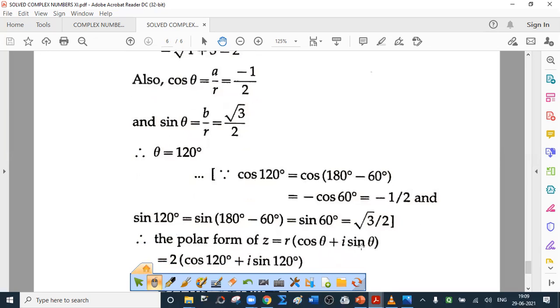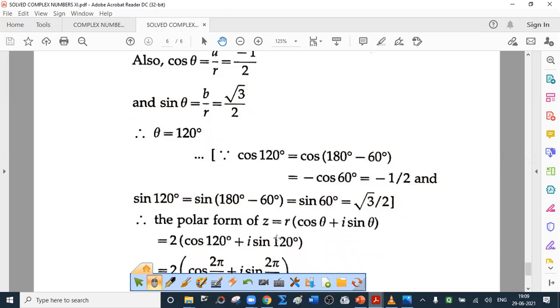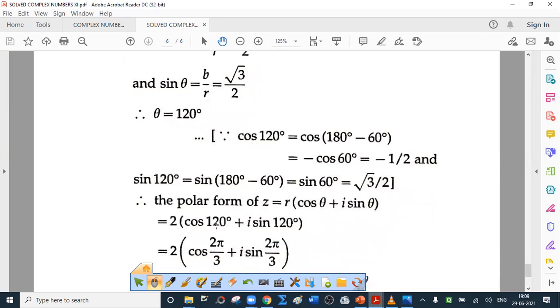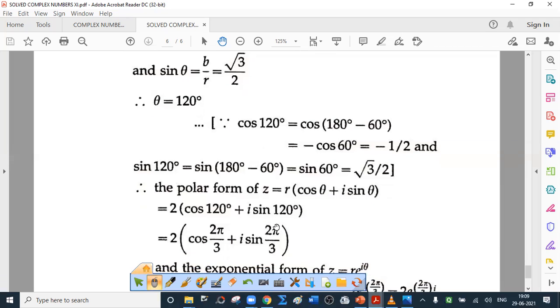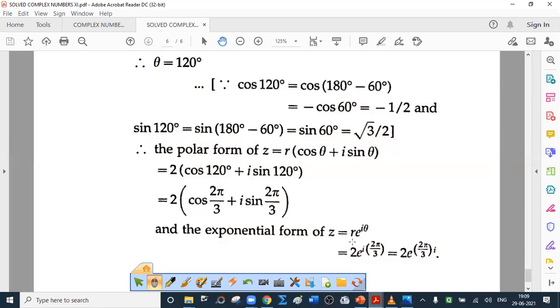Z equal to r into cos theta plus i sin theta. That is 2 cos 120 degrees plus i sin 120 degrees. But you have to convert 120 degrees to radians, multiplied by pi by 180. So 2 cos 2 pi by 3 plus i sin 2 pi by 3. This is which form? Polar form. What is the exponential form? R e raised to i theta. R is the modulus, which is 2. And what is the argument theta? 2 pi upon 3. And therefore, the exponential form is 2 e raised to, see, this should be in the index, e raised to 2 pi upon 3 into i.